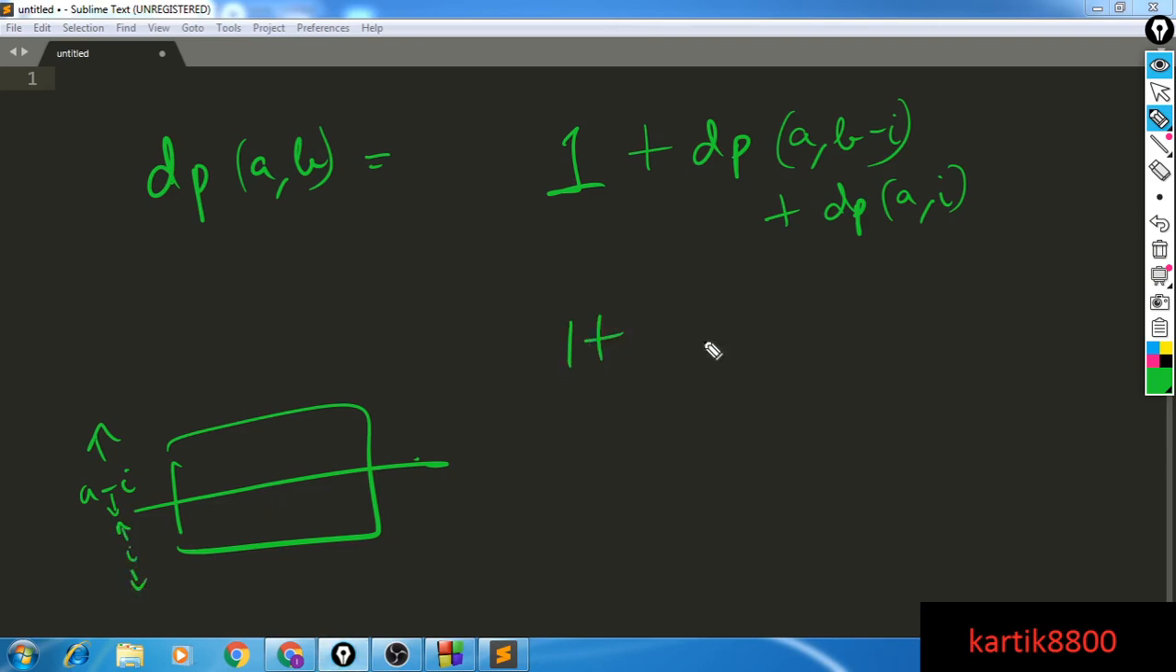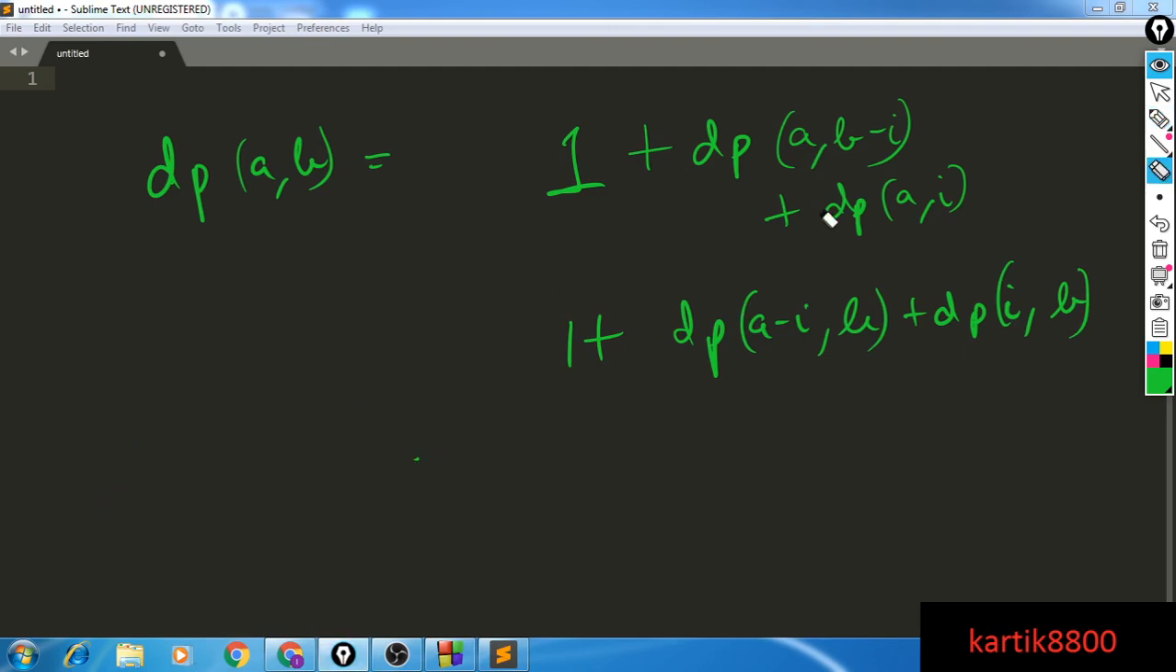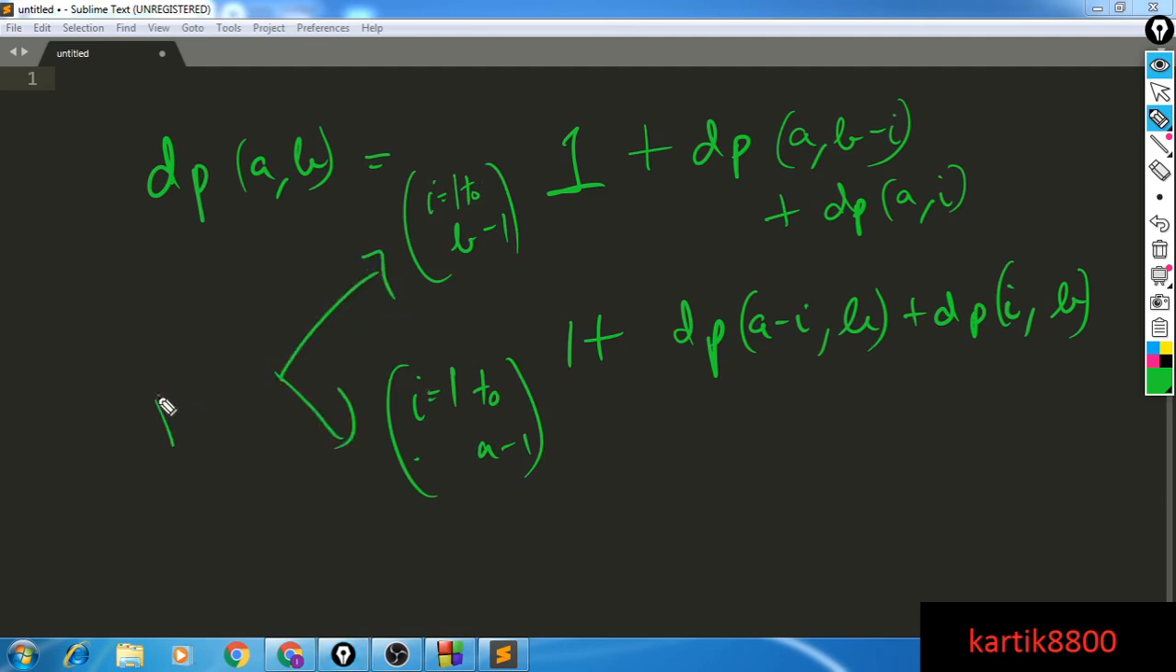So 1 for the cutting operation plus DP of a minus i comma b, since breadth remains the same, plus DP of i comma b. I'll be trying out all the valid values of i. Here all valid values of i are from 1 to b minus 1. Here valid values of i are from 1 to a minus 1. All the valid cuts, right? Among all these cutting options, whichever is the smallest, that is my dp of a comma b.